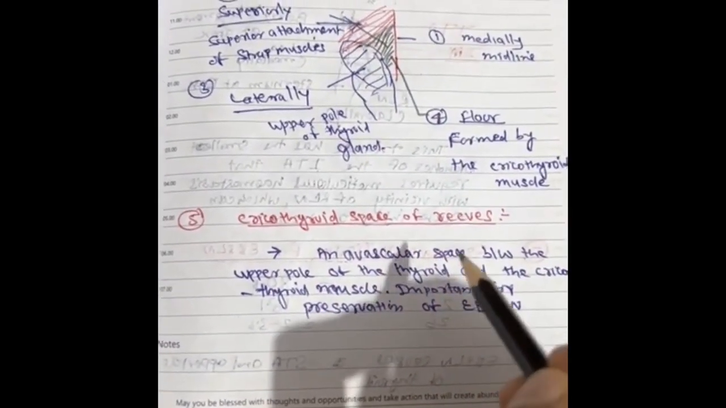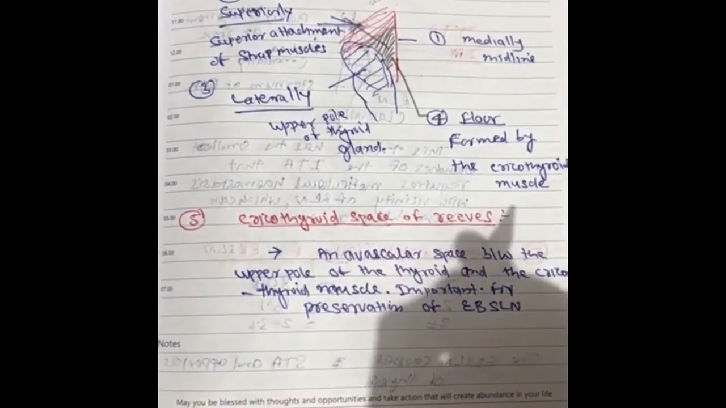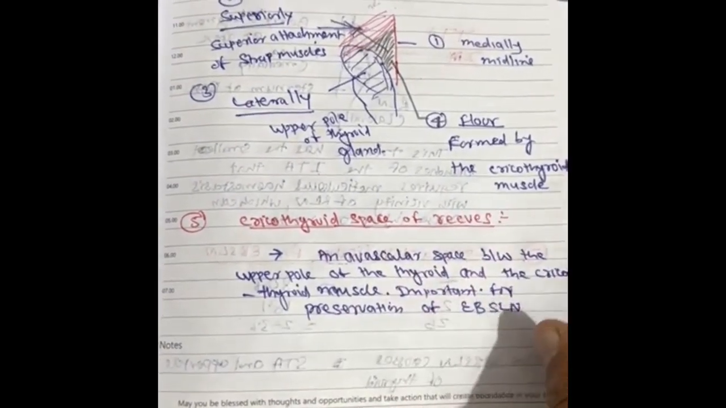The cricothyroid space of Reeve is a vascular space between the upper pole of the thyroid and the cricothyroid muscle, important for preservation of the external laryngeal nerve.